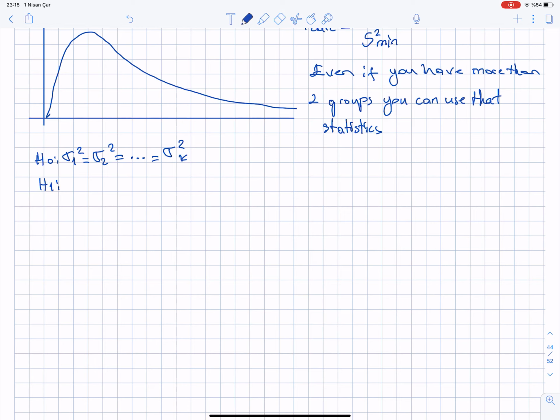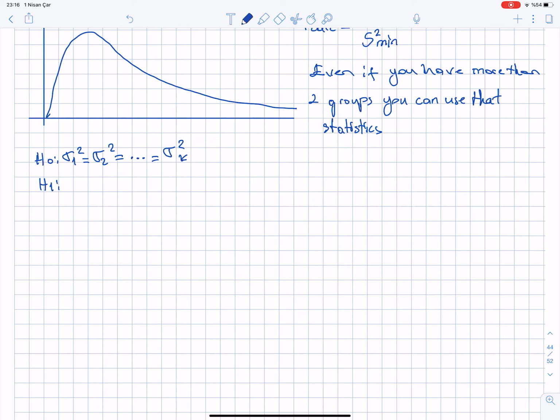For H1, this time you don't really have the alternative hypothesis as sigma 1 square is not equal to sigma 2 square is not equal. This is not true, really. Indeed, that's not true. I wouldn't construct the alternative in this way. What I do, I'm going to delete this because it's not true. I don't want to have it in my lecture note this way.